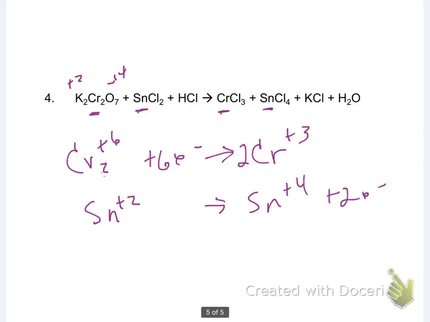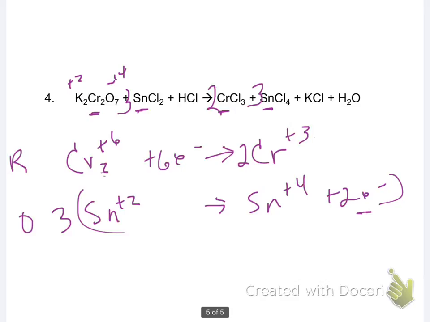Okay. So this has been reduced. This has been oxidized. And I know I have to balance my electrons. So this is 6 electrons gained, 2 electrons lost, so I'm going to multiply all this times 3. Alright, so I'm going to bring up my coefficients. That's a 3. That's a 3, and I need 2 here. Alright, so let's see where that puts us.